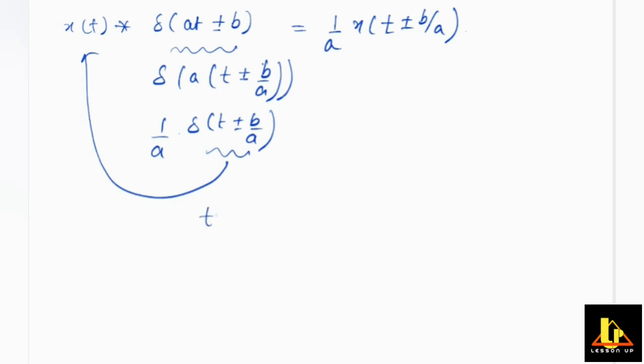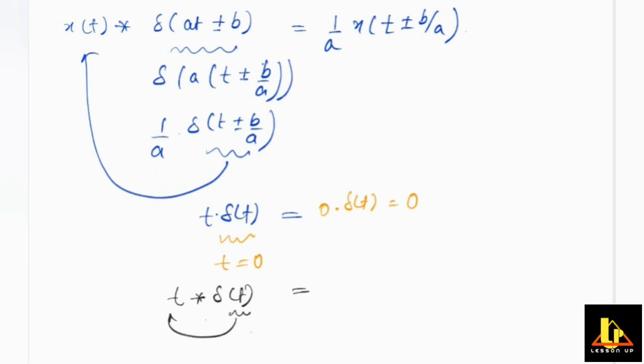According to the product property, t into delta t is equal to, in this equation we have to put t equal to 0. So we put the value t equal to 0 in this equation, and you will get 0 into delta t, which is equal to 0. In convolution, what happens? In convolution, t convolved with delta t, this t will be the same as this. So you will get t in convolution.